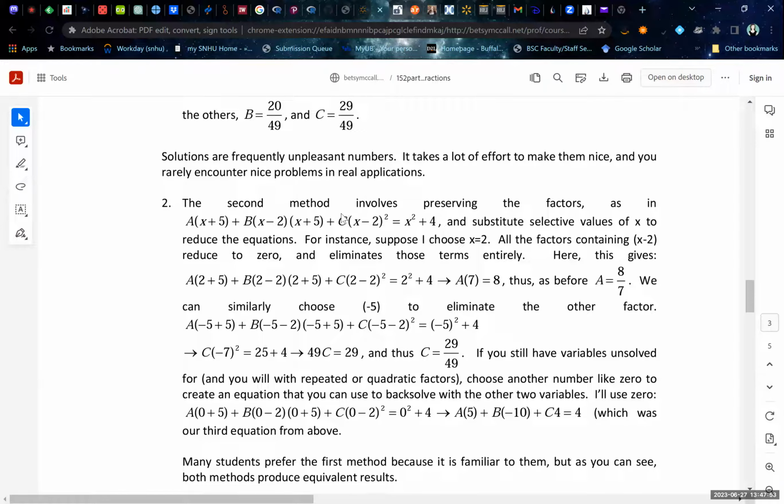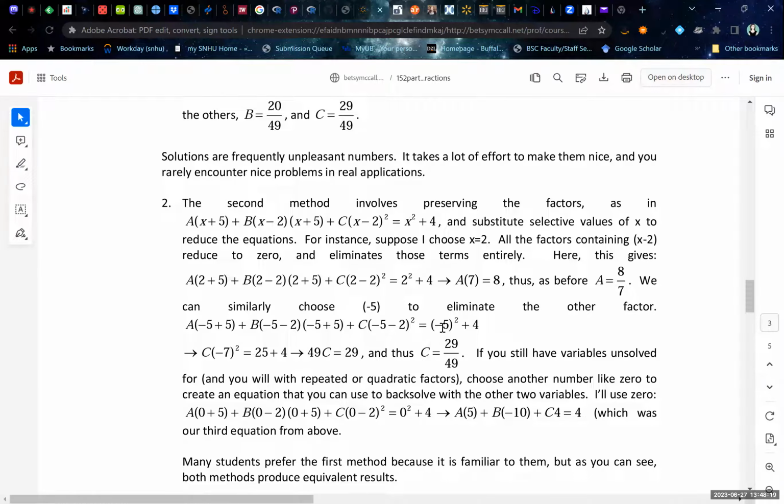Similarly, I can choose -5. -5, if I put it into this term, is going to make this go to 0. It's also going to make b go to 0. And then I'll just be left with this c term and stuff on the other side of the equation. So again, plugging it in, 0, 0, and then I get -7 squared.